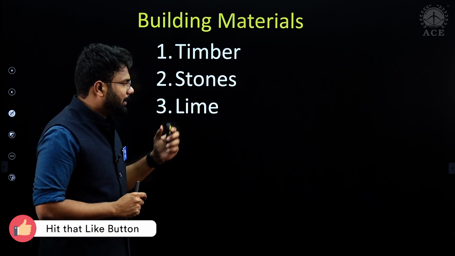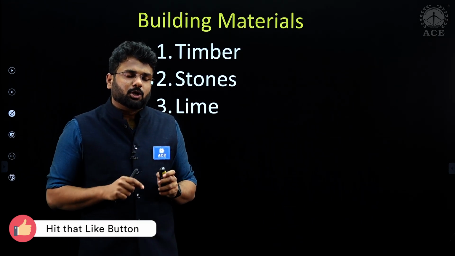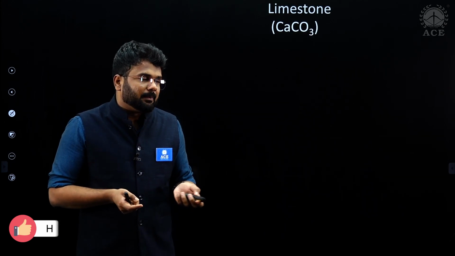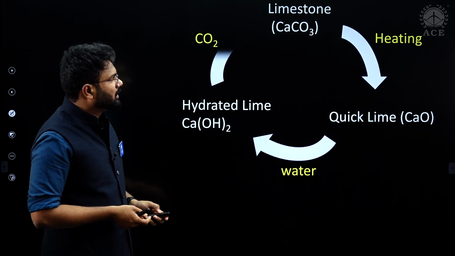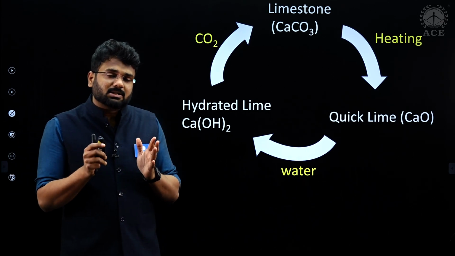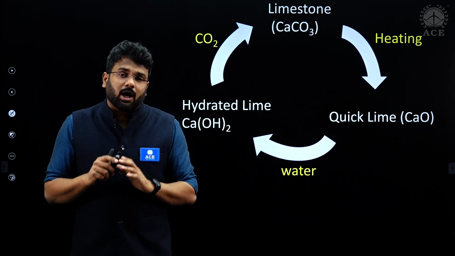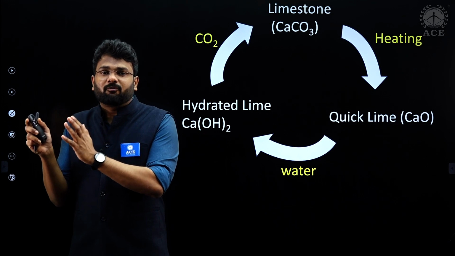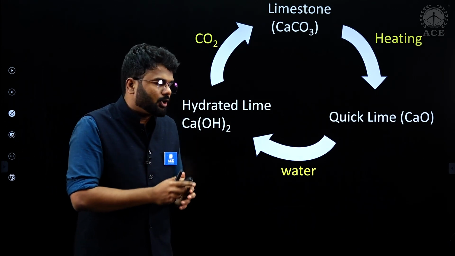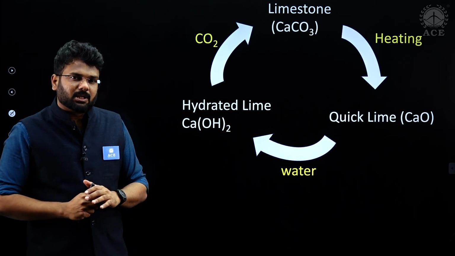After that, lime chapter. In lime chapter, you have to understand the lime cycle. After that, we'll understand what is lime putty, how it is made, how plaster of Paris is made out of gypsum. All those things we'll understand in lime chapter.